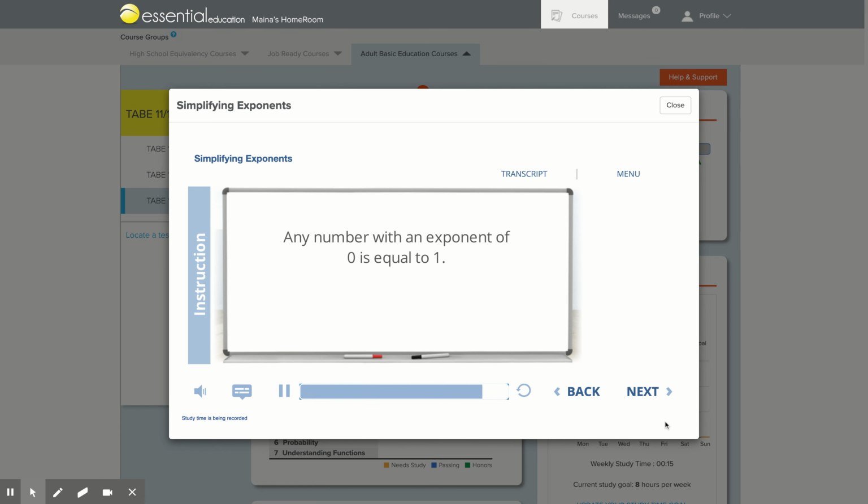Any number to the 0 power is 1. 6 to the power of 0 is 1. 435 to the power of 0 is also 1. Mathematicians defined it this way, so it's nothing you should ponder on too much. Give one of these a try on your own.